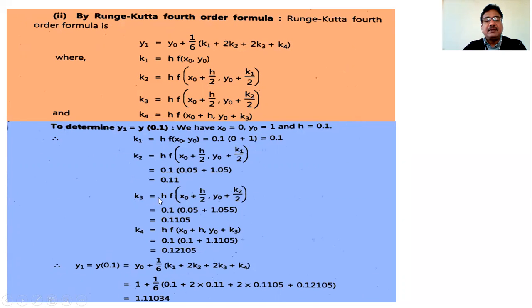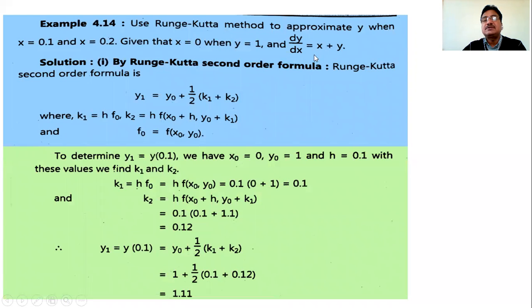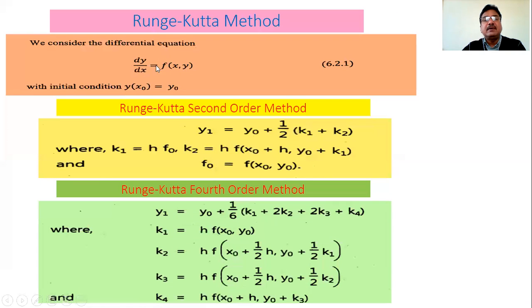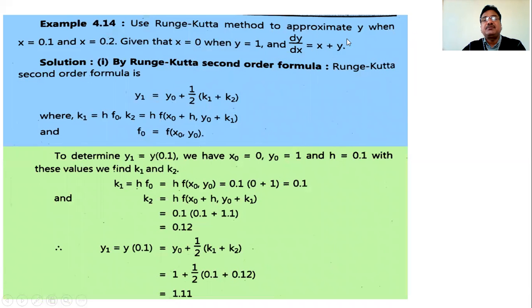And then the value of K3 is this: h f of x naught plus h by 2, y naught plus K2 by 2. So we have this. The value of this quantity is 0.05. The value of this quantity is 1.055. And then their addition. Because f of x y is what? f of x y is x plus y. Here is the formula. dy by dx is f of x y. So here write first f of x y is x plus y.